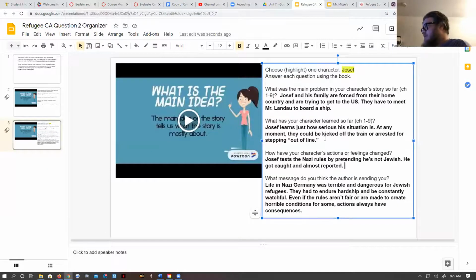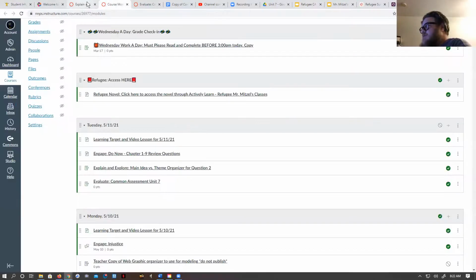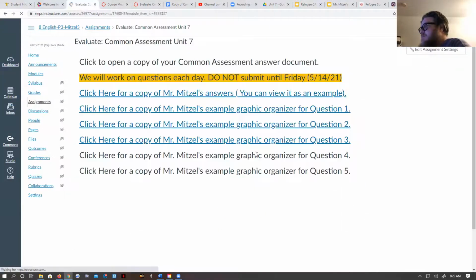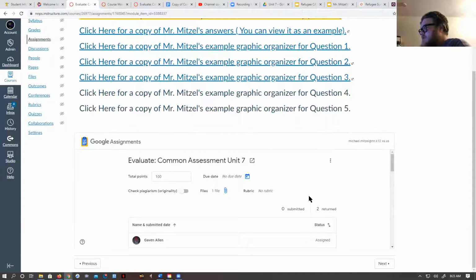All right. So now what I'm going to do is take what I just typed up and hit Control-C to copy it. Now, I'm going to go back into my module. There are 2 ways you can do this. You can either go right to the common assessment, or if you still have this screen, you can click Next, but open your common assessment. All right. And yours will appear down here at the bottom.